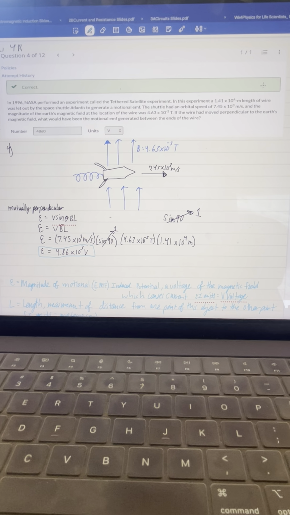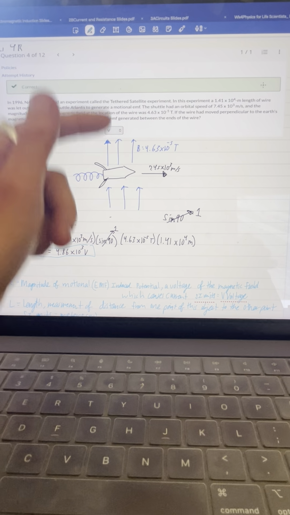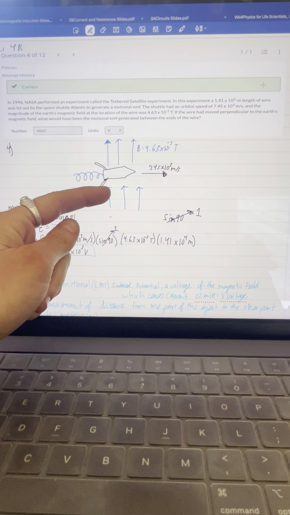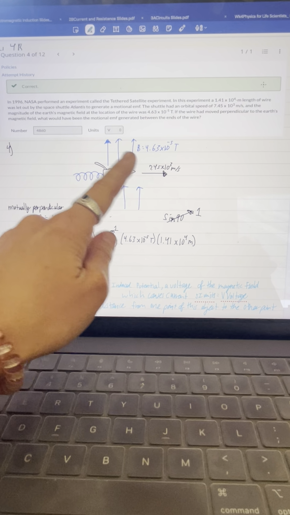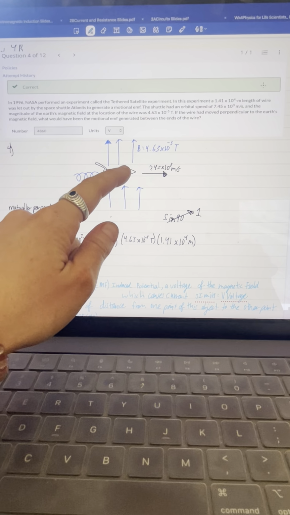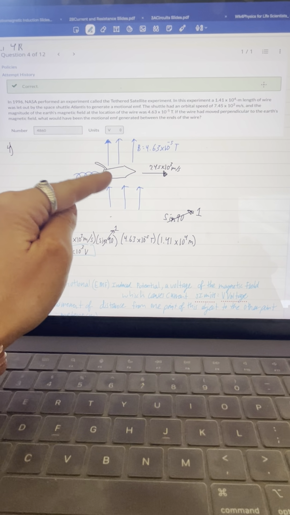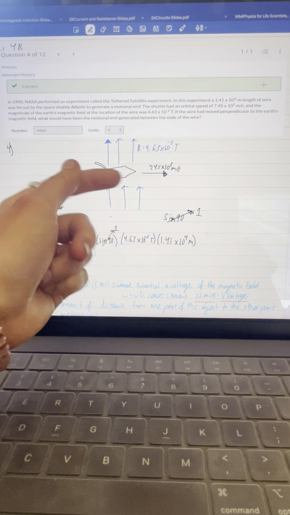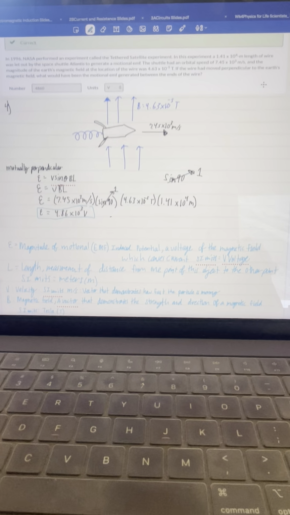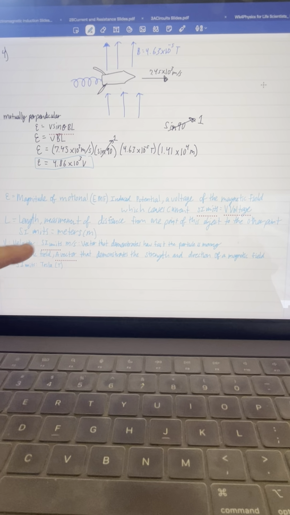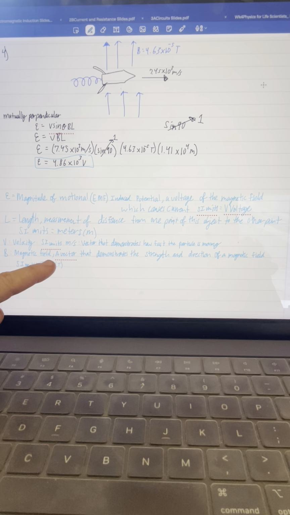So for this problem, we're perpendicular, and that's because our B is going up, and then our rocket is actually going east to the right. Let me just explain what B is. B is the magnetic field. It is a vector that demonstrates the strength and direction of a magnetic field. Its SI unit is Tesla, T.